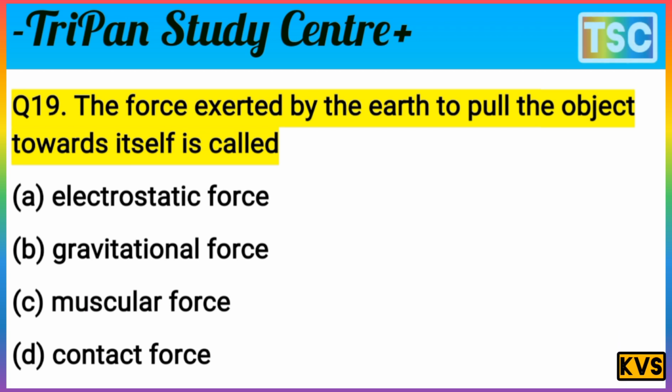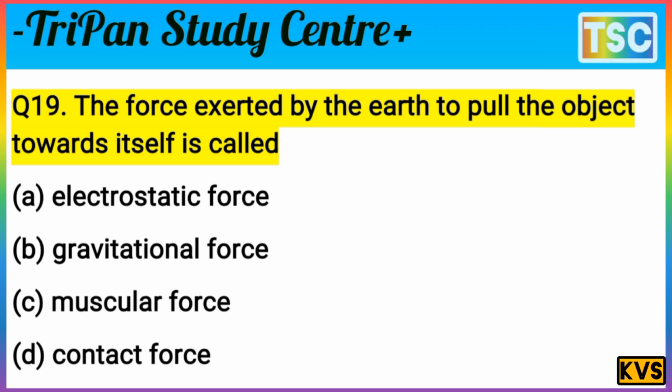The force exerted by the earth to pull the object toward itself is called... Option A, electrostatic force. That's not applied here. There is not an electrostatic force. Option A is wrong here.